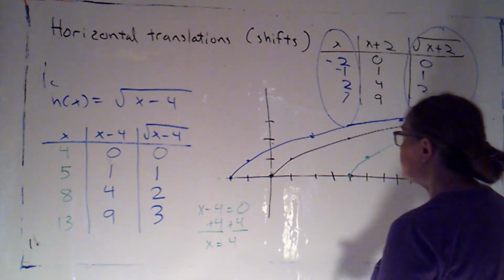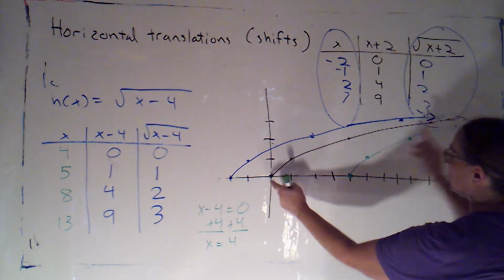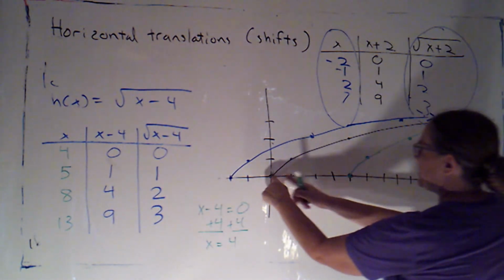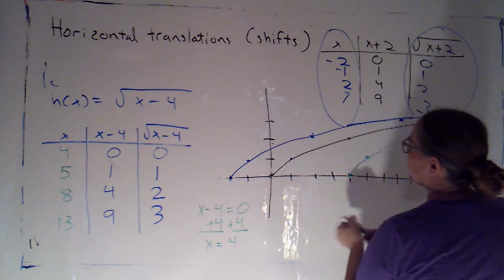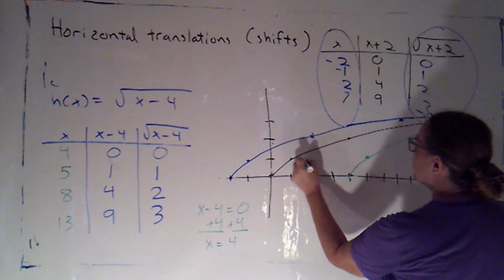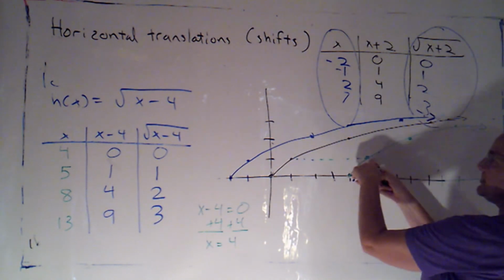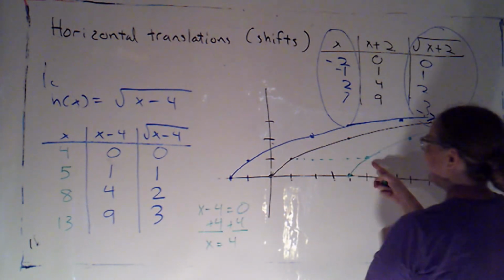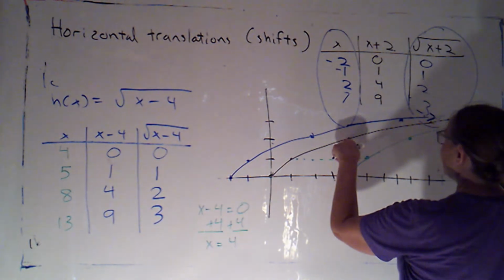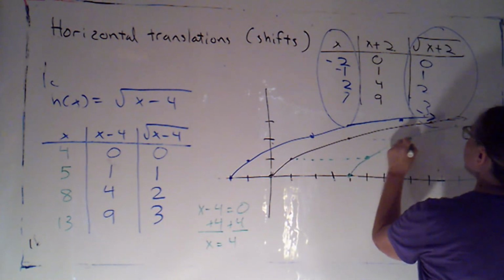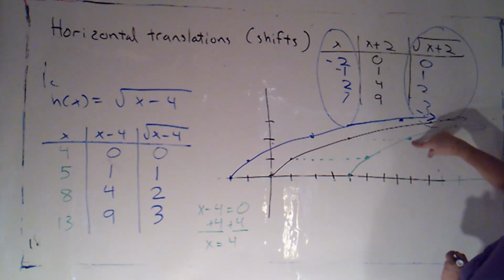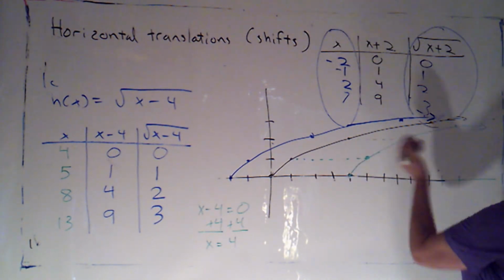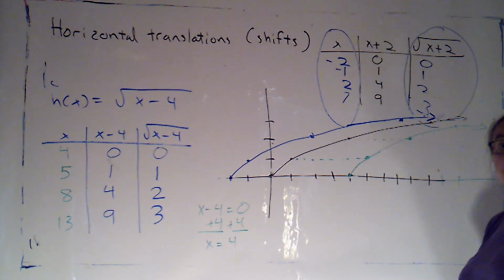So what that means is that this black graph was our parent function. We've shifted it 4 units to the right. So this point got shifted 4 units over. Here was the point 1, 1. That got shifted 4 units to the right. That becomes the point 5, 1. Here was the point 4, 2. That got shifted 4 units to the right. That became the point 8, 2. So everything got shifted 4 units to the right.